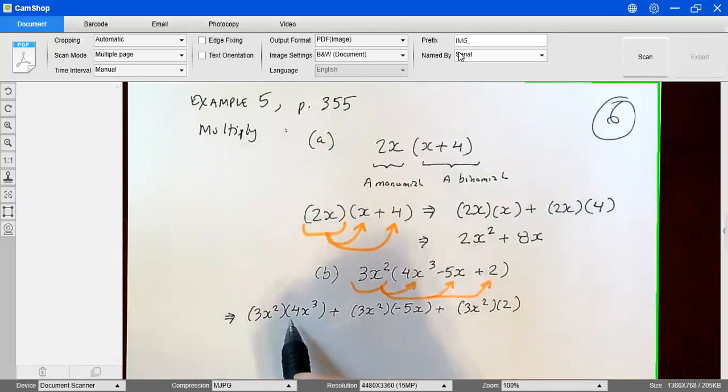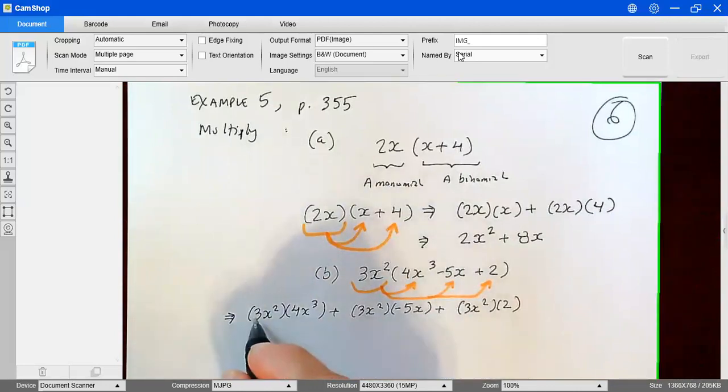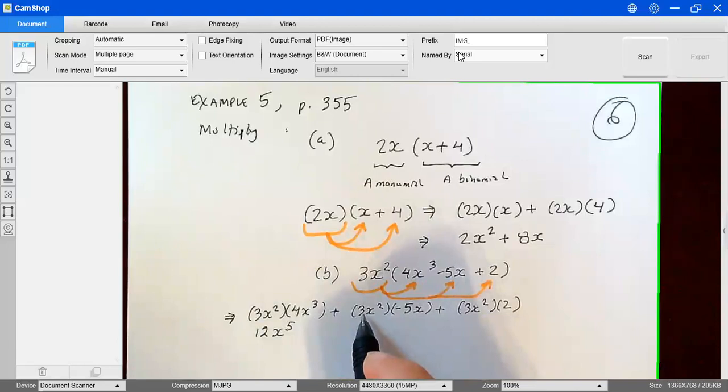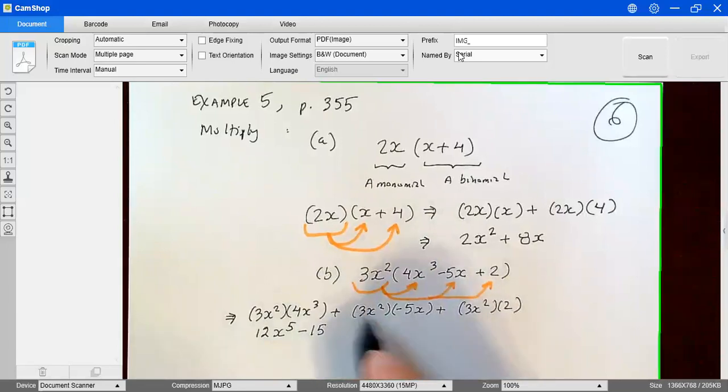Now we're going to need to multiply every pair of monomials. So coefficients first, 3 times 4 is going to be 12. x squared times x cubed, you're going to add exponents, so this is going to be x to the 5. Then coefficients, 3 times negative 5 is going to be negative 15, because positive times negative is going to be negative. Now x squared multiplying x, you're going to add exponents. 2 and 1 is going to be 3.